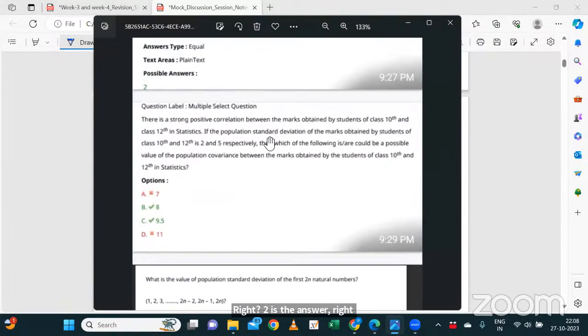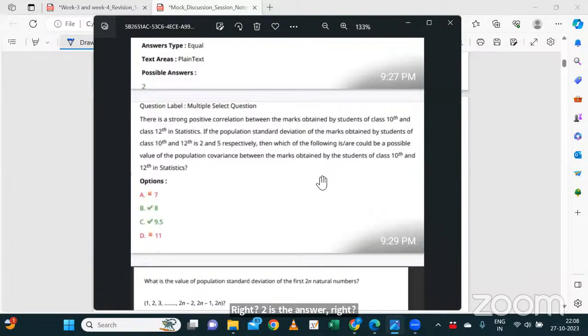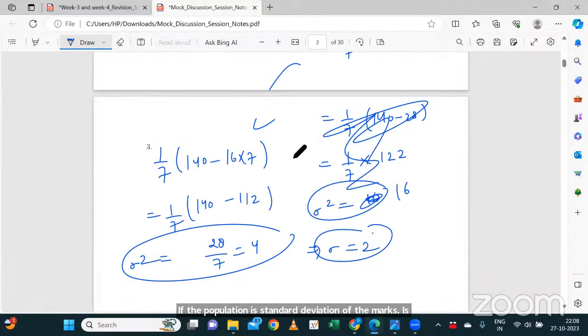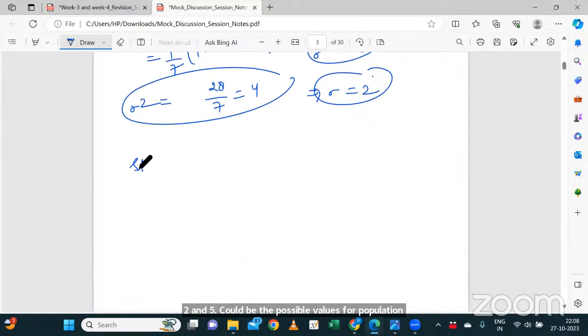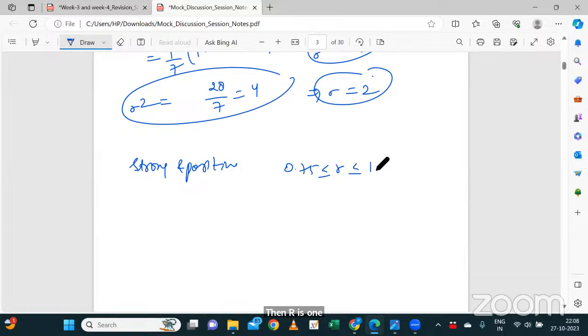Yes, sir. So next question is, there is a strong positive correlation between marks obtained by students of class 10th and 12th. If the population standard deviation of the marks is 2 and 5, what could be the possible values for population covariance? Okay, when will be strong and positive correlation? When R is greater than 0.75, less than or equal to 1.